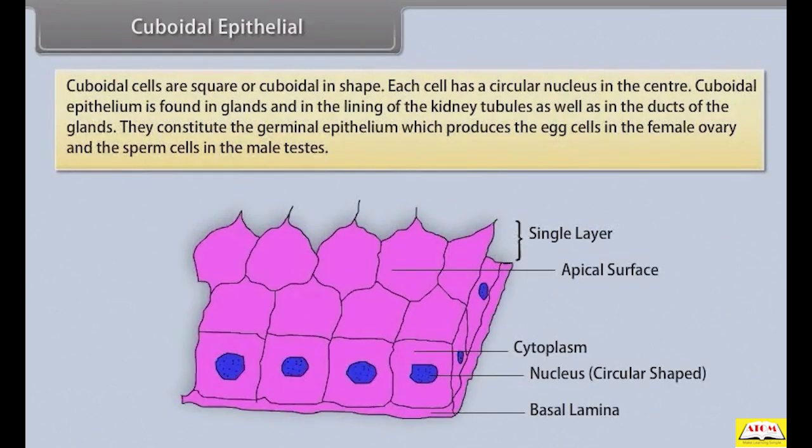Cuboidal epithelial. Cuboidal cells are square or cuboidal in shape. Each cell has a circular nucleus in the center. Cuboidal epithelium is found in glands and in the lining of the kidney tubules, as well as in the ducts of the glands. They constitute the germinal epithelium, which produces the egg cells in the female ovary and the sperm cells in the male testes.